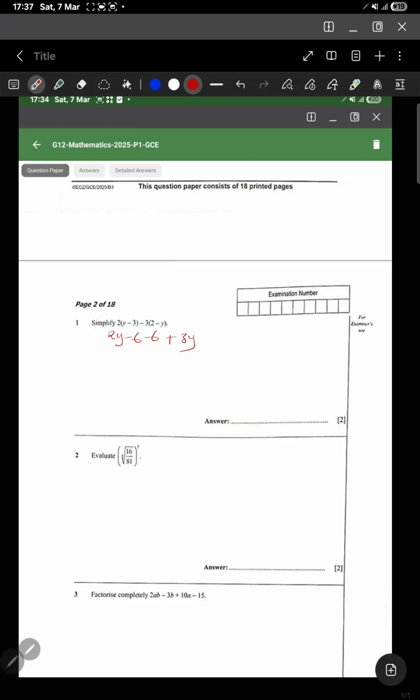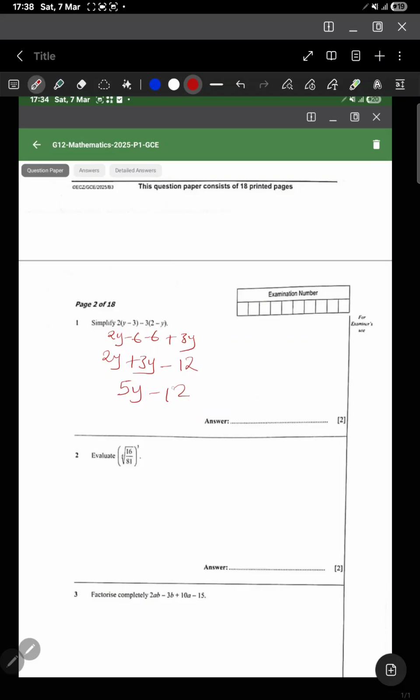After you've done that, you can collect what we call like terms. You put the 2y and the 3y together, and then you have minus 6 minus 6, which gives minus 12. Then you add those like terms: 2y plus 3y gives 5y, then minus 12.